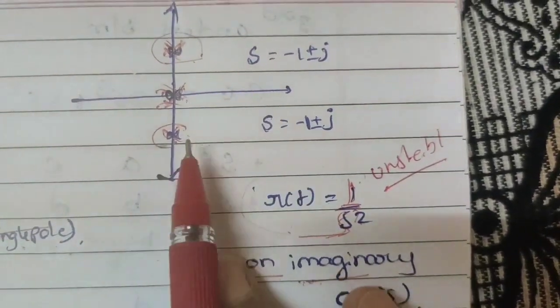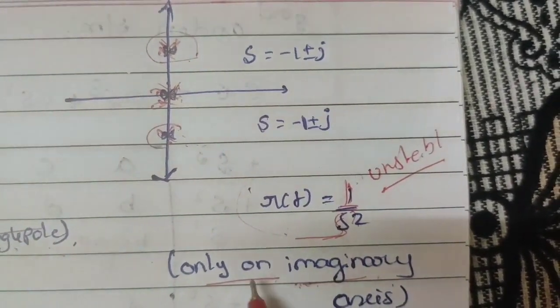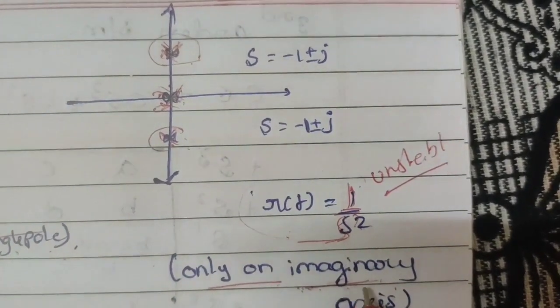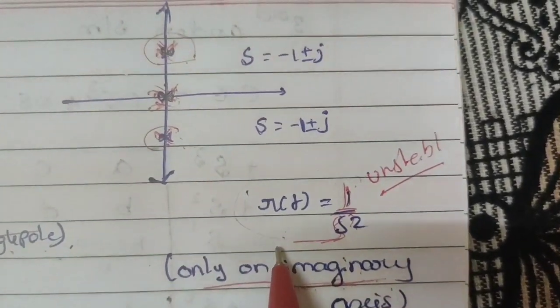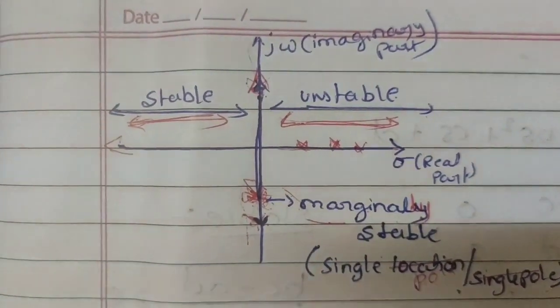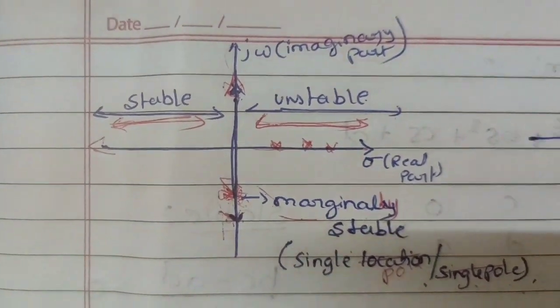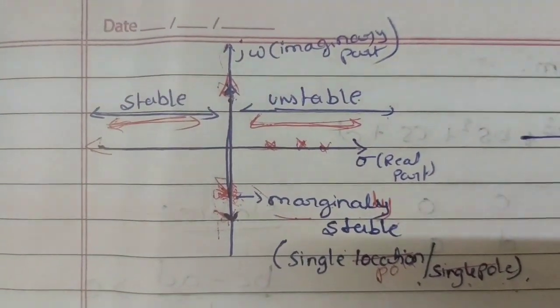This applies only on the imaginary axis. If there are two poles at a single location on the imaginary axis, then only the system is unstable. There should be a single pole per single location on the imaginary axis, then only the system will be marginally stable.